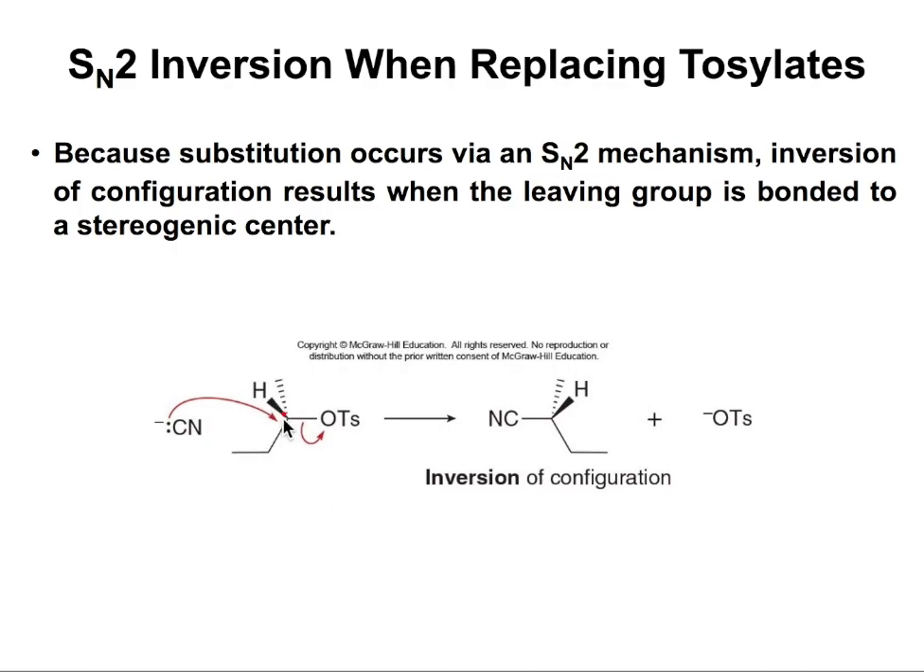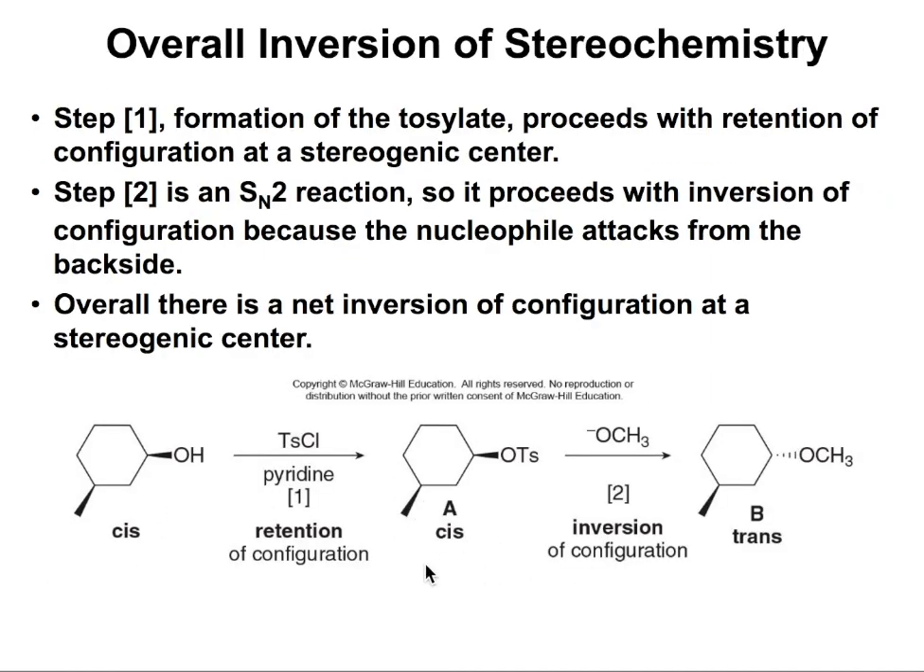Now, I would like you to be aware of what happens with the configuration of that center that is being attacked. So if you do an SN2 reaction, remember that there is inversion of configuration. But when you put that tosylate in place, nothing changes in that center. So when we have the alcohol right there and you add the tosylate, the configuration is the same one. Nothing happens to the configuration at that alcohol.